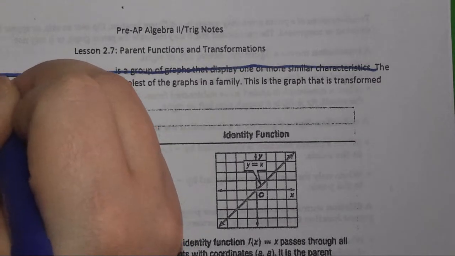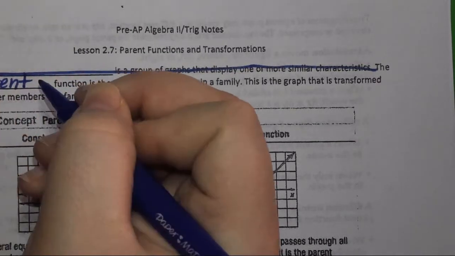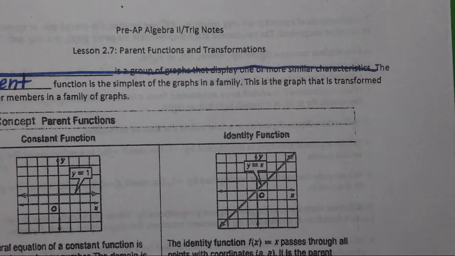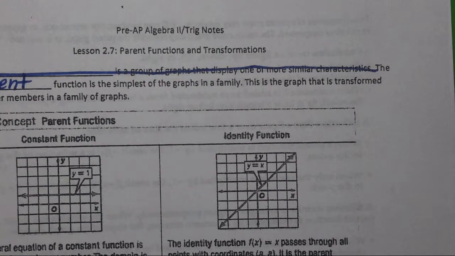The parent function. So we've done piecewise, we've done graphing linear inequalities, and today we're going to talk about parent functions. And we're only going to talk about 3 parent functions. The parent function is the simplest of the graphs in a family. It's the graph that's transformed to create other members in a family of graphs. So what on earth does that mean? We're about to talk about it.